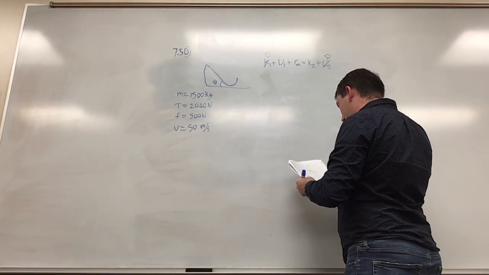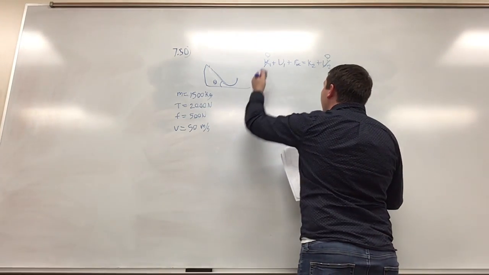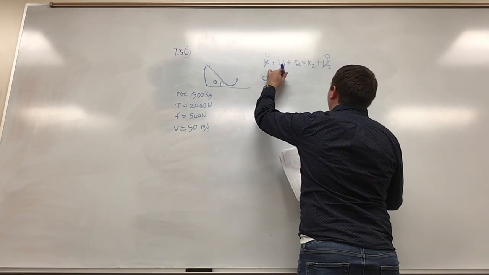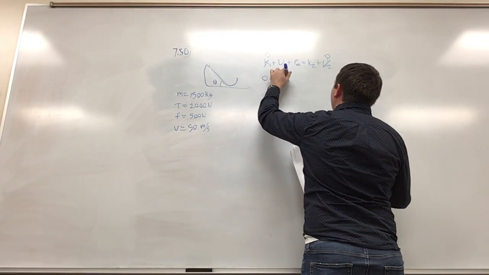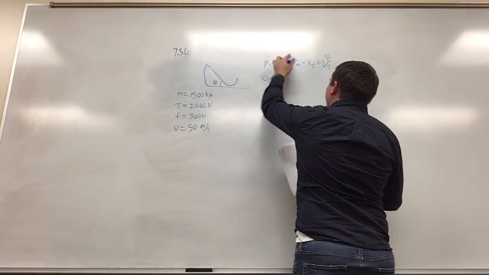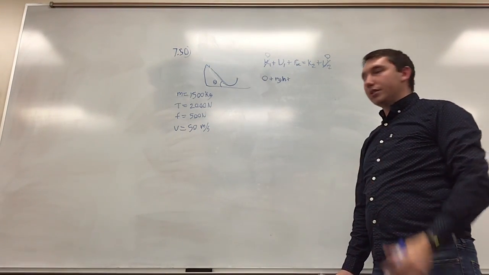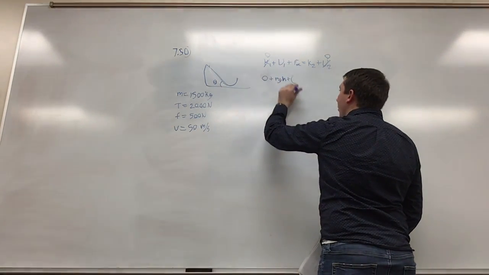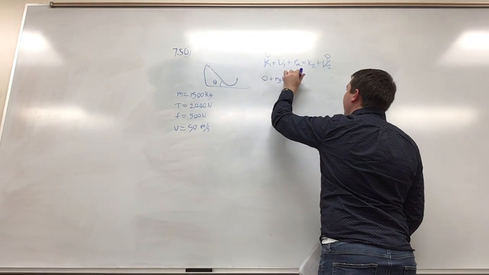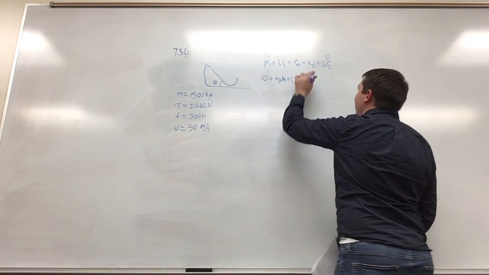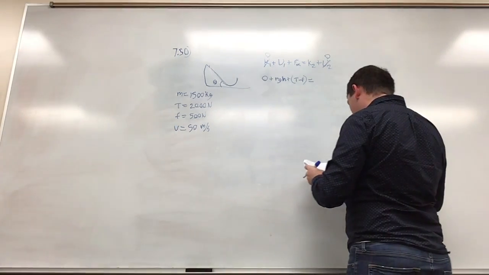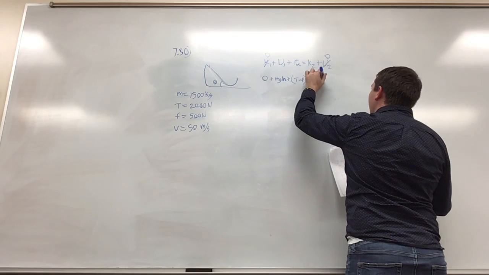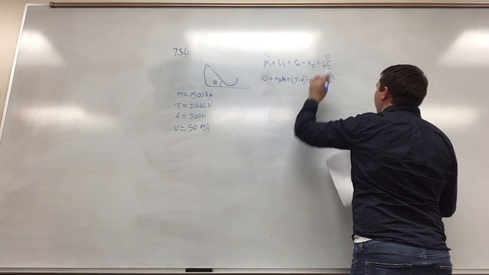So we know that it's going to be equal to 0 plus mass times gravity times the height plus the work that's done by the other forces. The other forces are thrust and friction, so thrust minus friction, which is going to be equal to our kinetic energy, which is going to be equal to 1/2 mass times velocity squared.